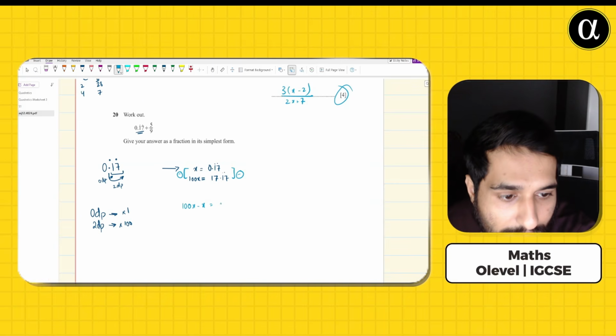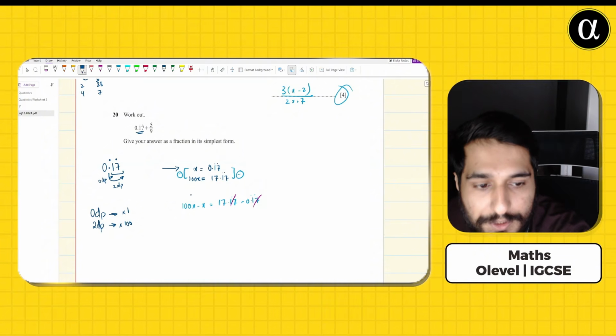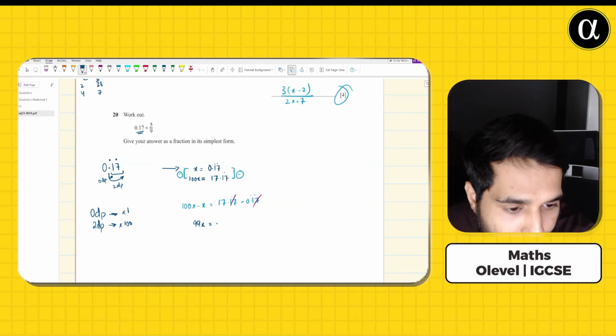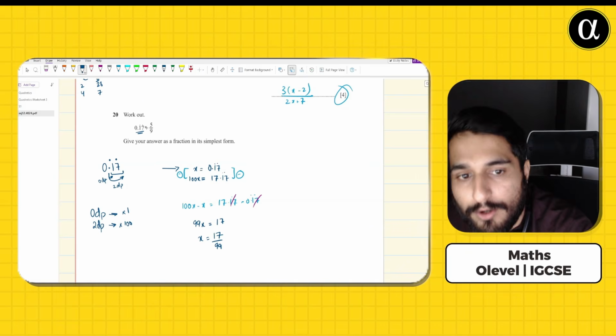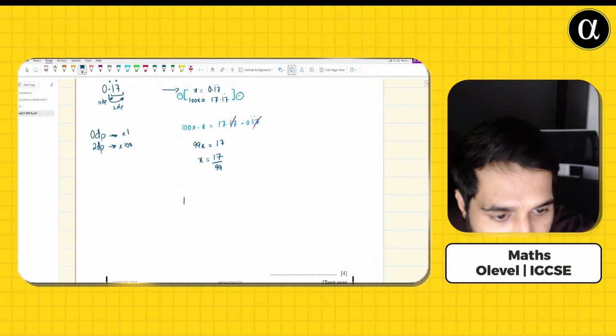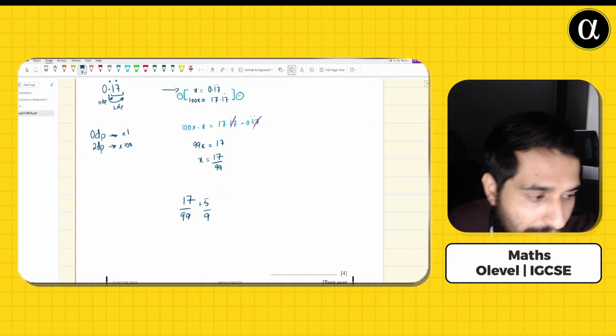So what are we left with? We are left with 17.17 minus 0.17, where these recurring terms will be cancelled, and we will be left with 17 minus 0. So this should be 99x is equal to 17, and the value for x, or the recurring term, is going to be 17 over 99. But we are not done with it. We have just solved this part. So when we solve this further, this should be what? 17 over 99 plus 5 over 9 is what the question demanded.